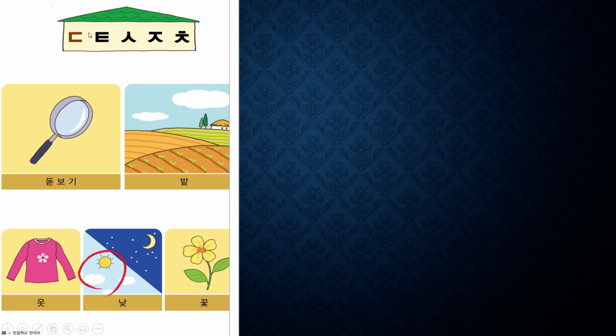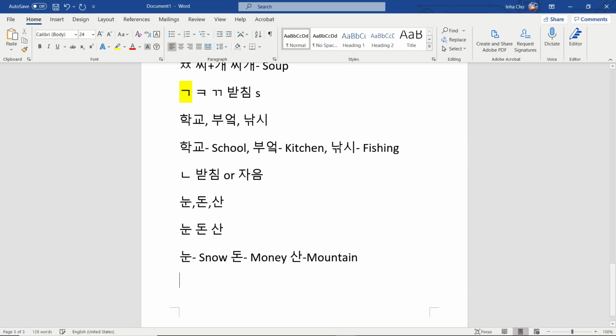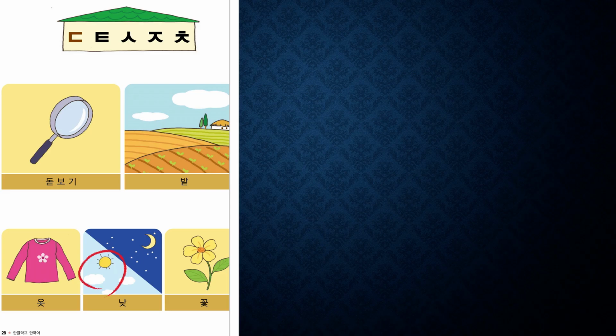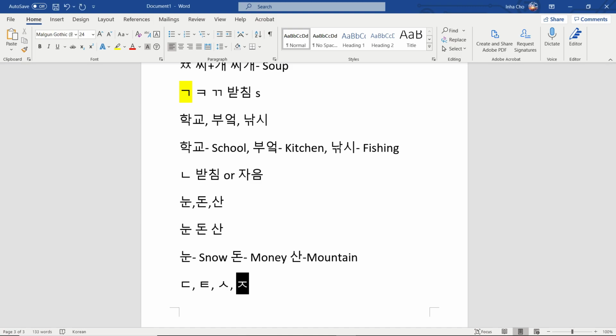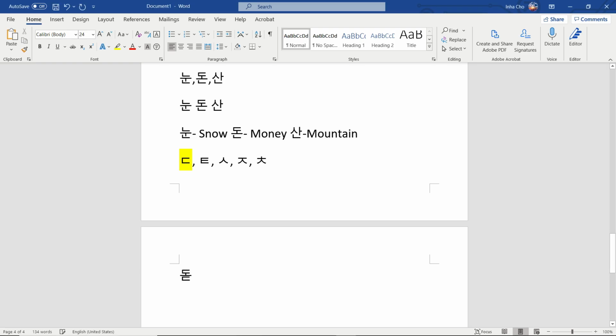All right. Now this is the largest family of them all. All of these as a 받침 are pronounced the same as 디귿. So 디귿, 티귿, 치읓, 시옷. They're all pronounced like 디귿. So let's look at examples. 돋보기, 밭, 옷, 낫. Finally, 꽃.